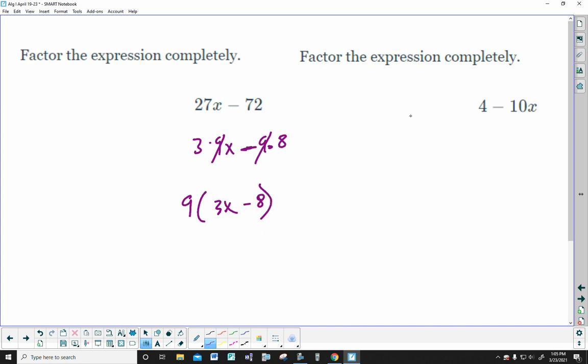Okay. This has a 2 in common. It's the number that will divide into both of these. If I divide that by 2, I get 2. Divide that by 2, I get 5x. This is your final answer.